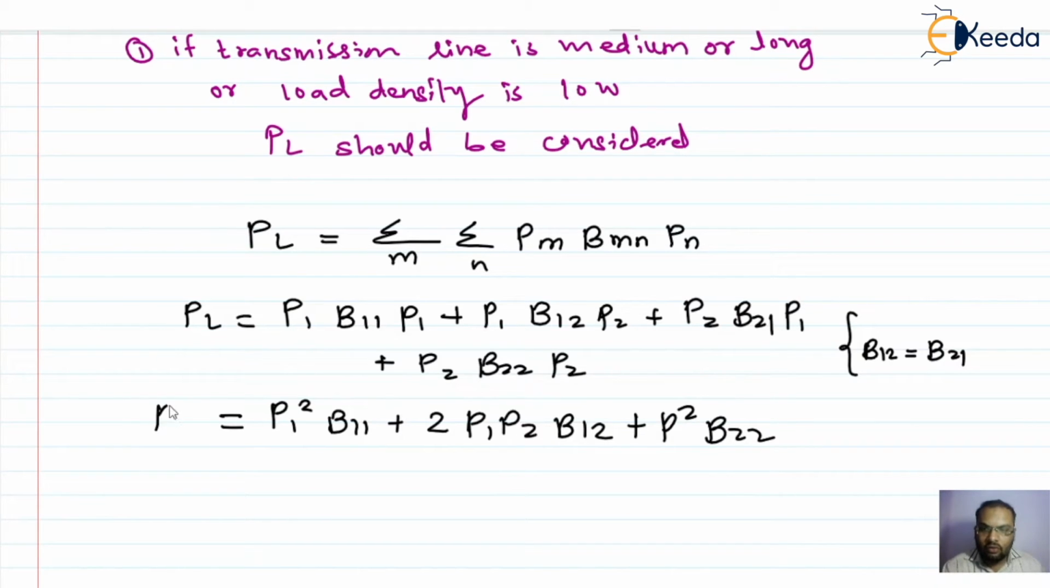So this way we can write the power loss equation for any number of generators. Here we have considered only two generators, so we get this type of quadratic equation.